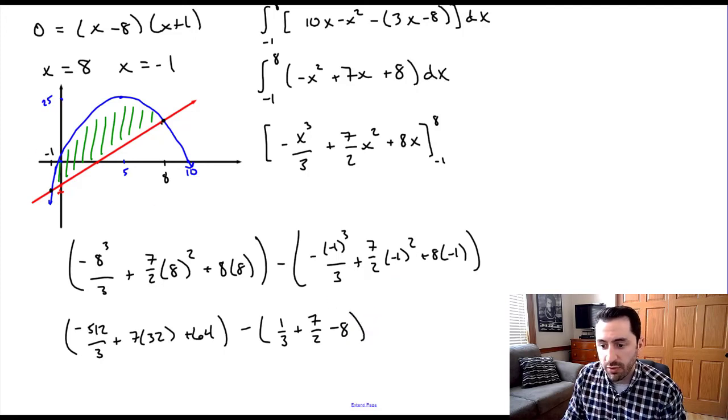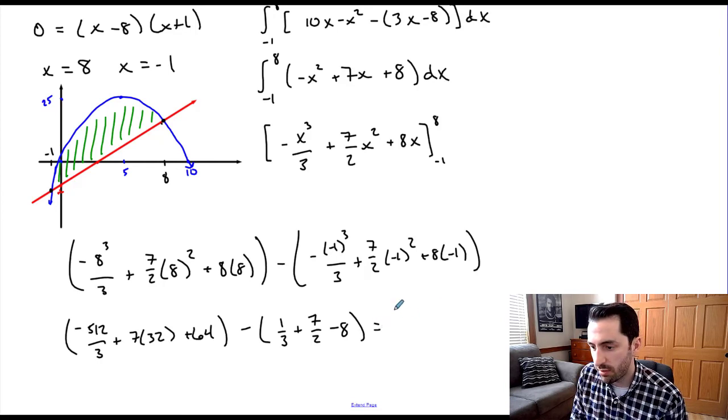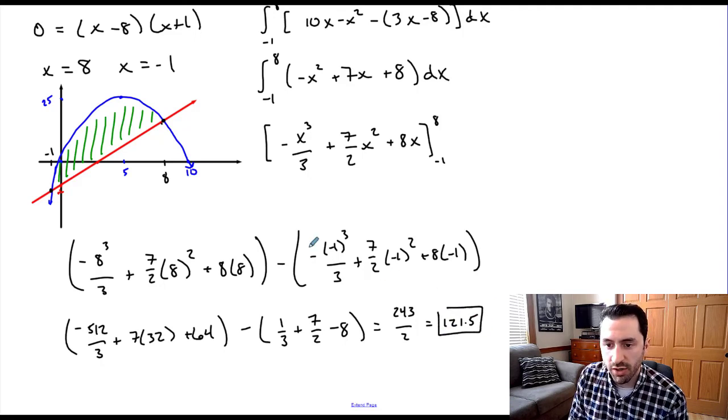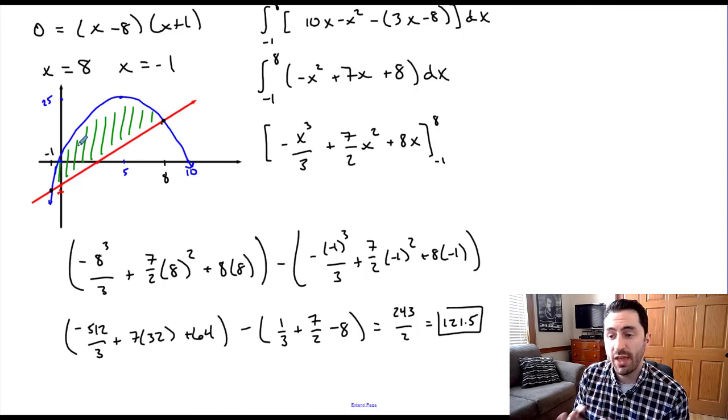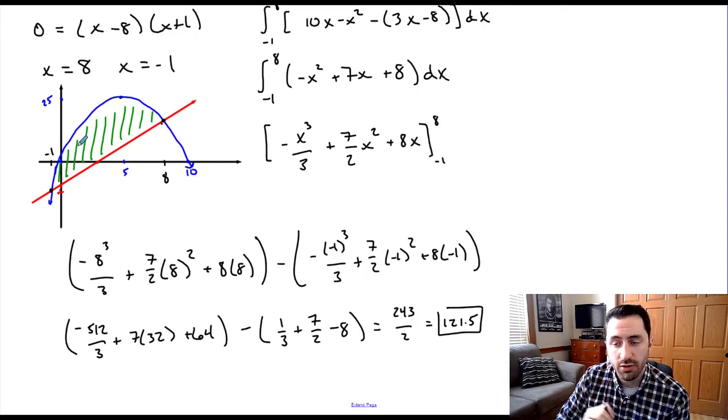And now if we figure out our grand total for this, we end up with 243 over 2, or as a decimal, that is 121.5. So here, our area in between these two graphs is 121.5 square units. So that's how we use calculus to find the area in between two graphs.